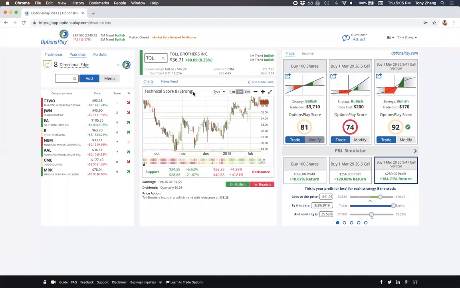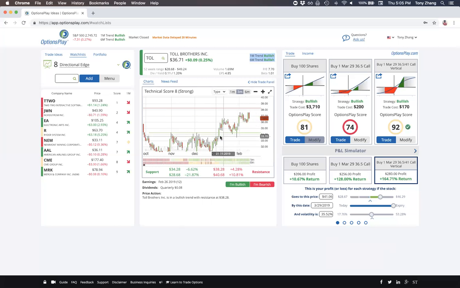Toll Brothers. Very strong stock. Technical score of 8. 1 month and 6 month trend is bullish. As you can see, this stock has been bullish since January 4th, right when it broke above that $34 resistance level. So that was, in my opinion, a signal to go long. As you can see, it rallied up to about 37, pulled back to that 34 level. These are the pullbacks that I'm talking about. These are the pullbacks that you want to take a look at, or opportunities as a signal to get in.